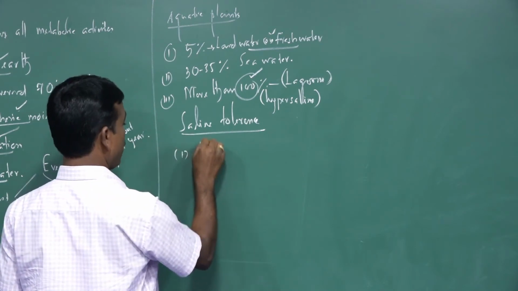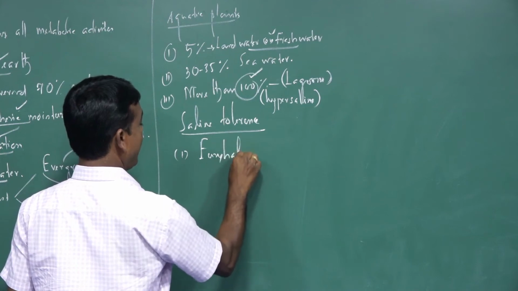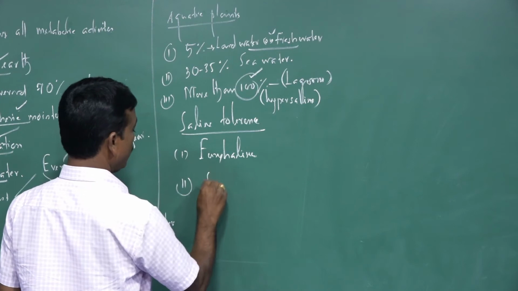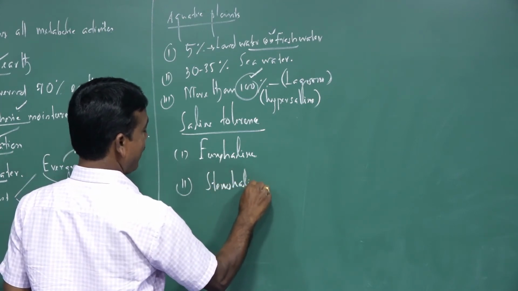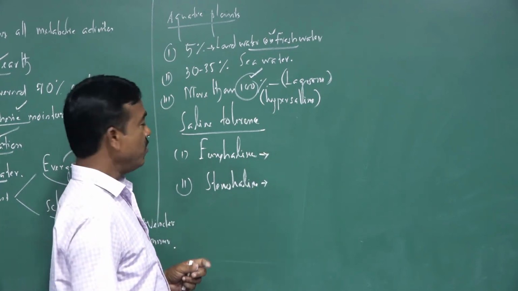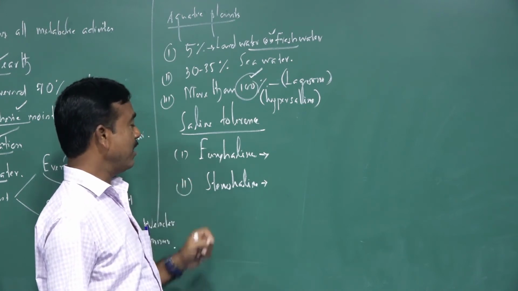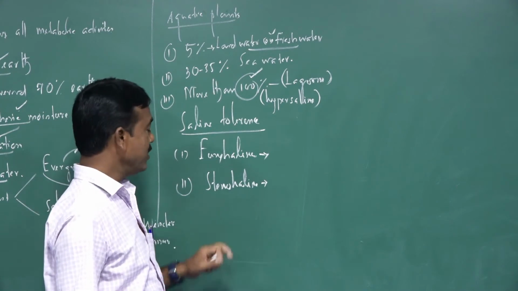First of all, euryhaline. Second, stenohaline. So these are terms classified based on saline tolerance. The plants can be classified into two types, namely euryhaline as well as stenohaline.